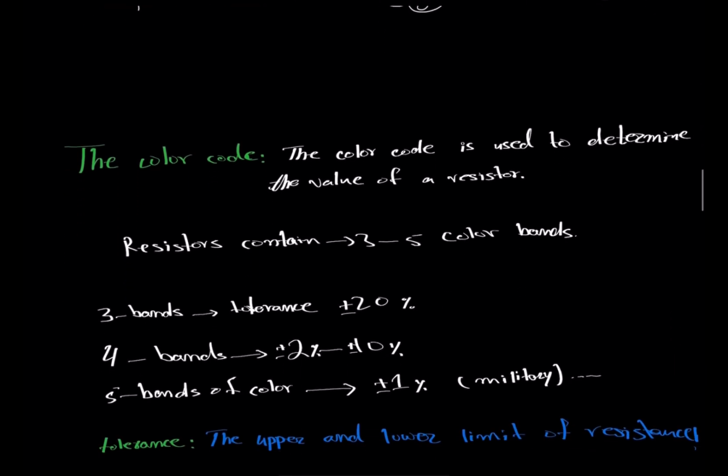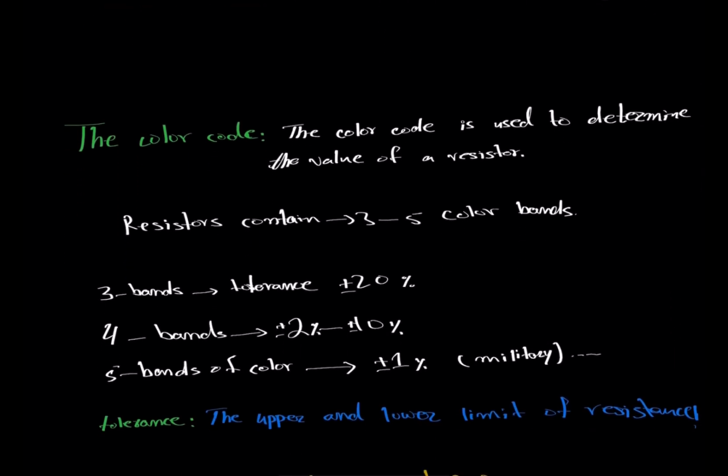So let's move on to the color code. What is the color code in a resistor? The color code is used to determine the value of a resistor. If you open a circuit board or something in the panel of electronics, you will see a lot of color coding there.